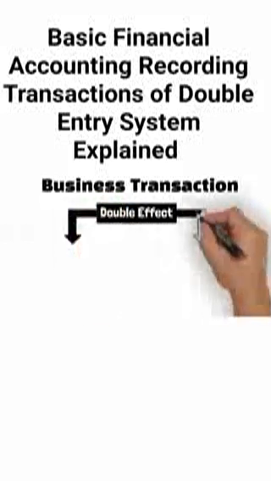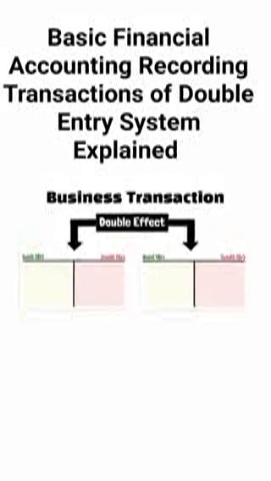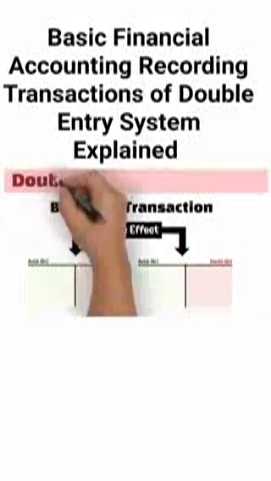So, any business transaction has a double effect, and therefore, recording any transaction involves at least two accounts. This is what we call the double entry bookkeeping.